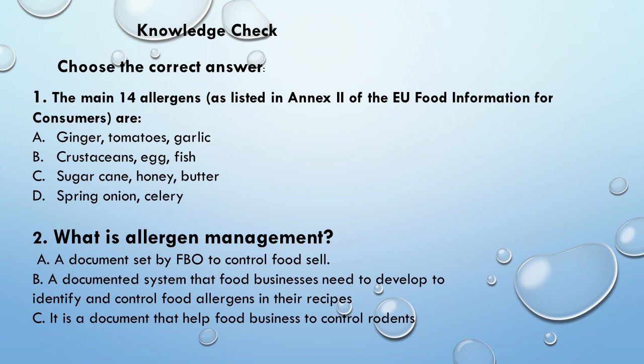Number 2, what is allergen management? A, a document by the FBO to control food sales. B, a documented system that food businesses need to develop to identify and control food allergens in their recipes. C, it is a document that helps food businesses to control rodents.